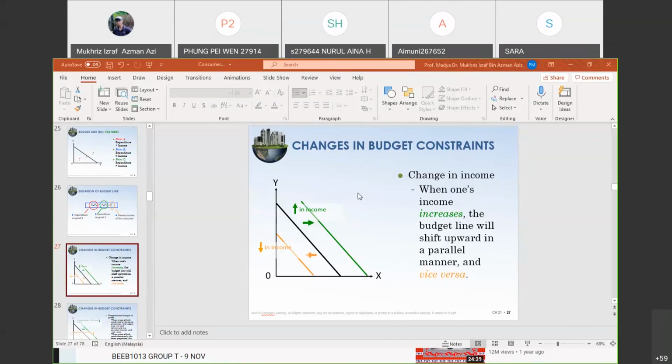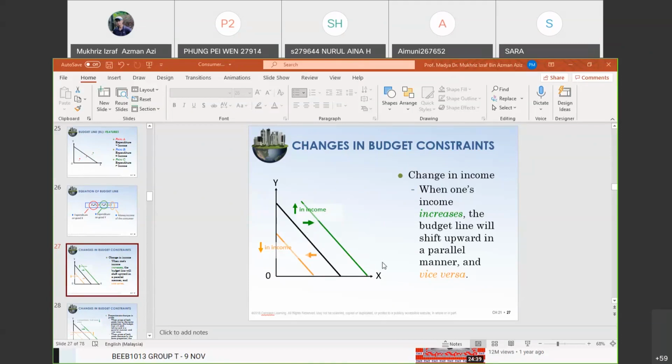Sorry, so the budget line can shift to the right. It can also shift to the left. Shifting upward or rightward means there is an increase in income. Shifting to the left means your income decreases. The shift in income will cause your budget line to shift parallel, or selari.